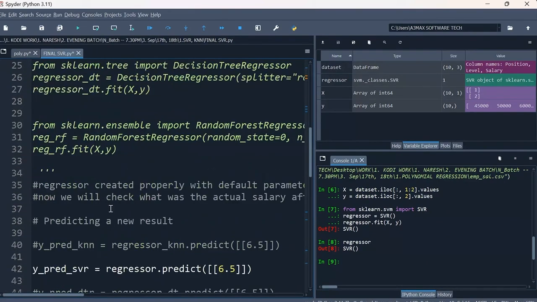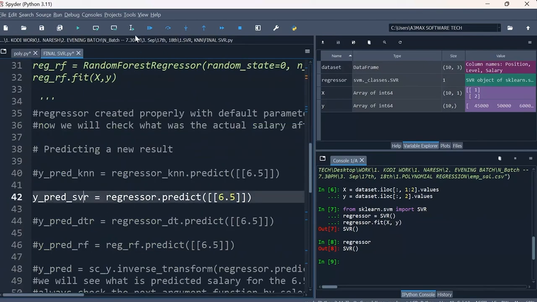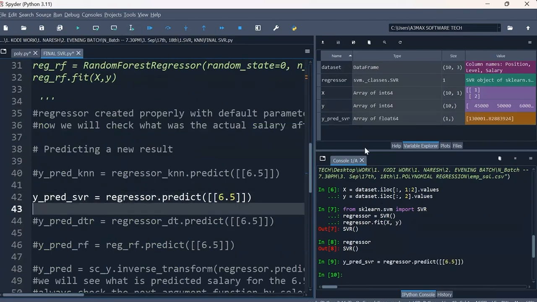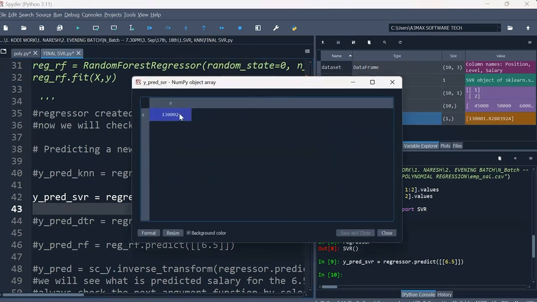Now what I'm trying to do is check y_pred_SVR. Can you tell me what the model predicted? 130. Are you able to see that? What is the model prediction, guys? 130. Can you do it?